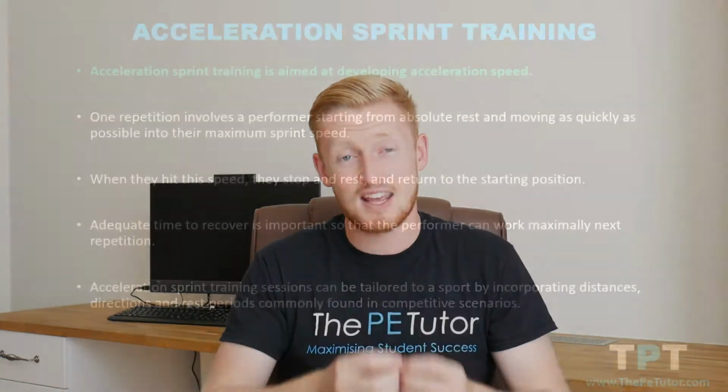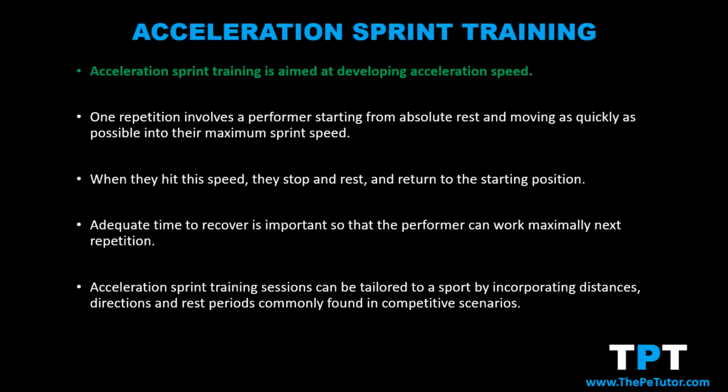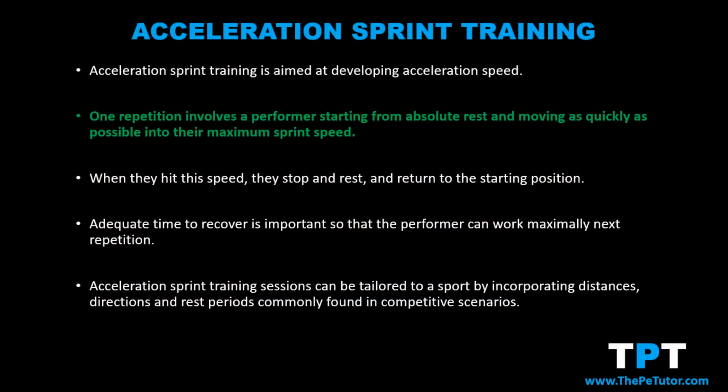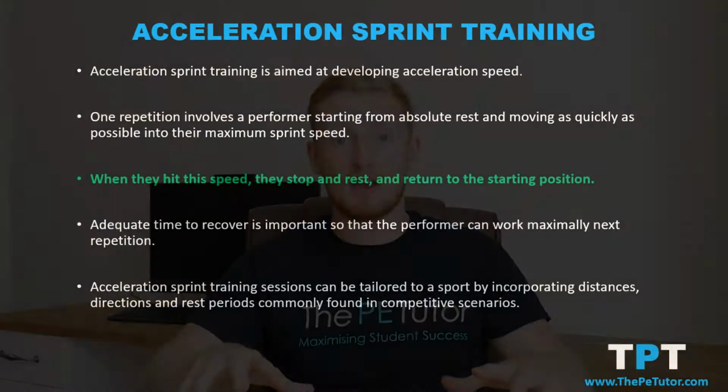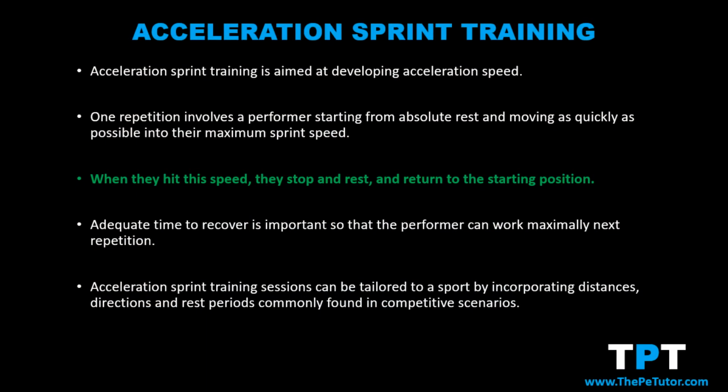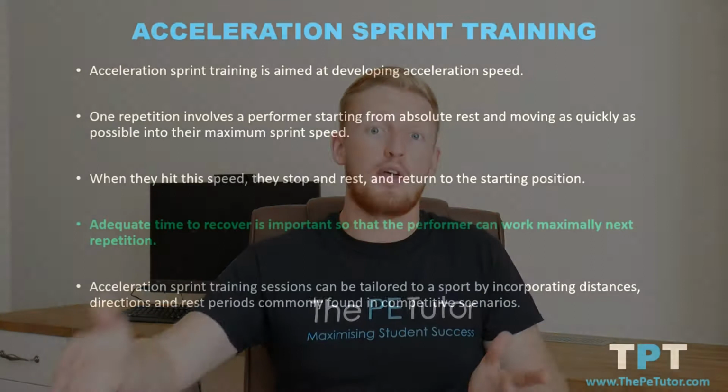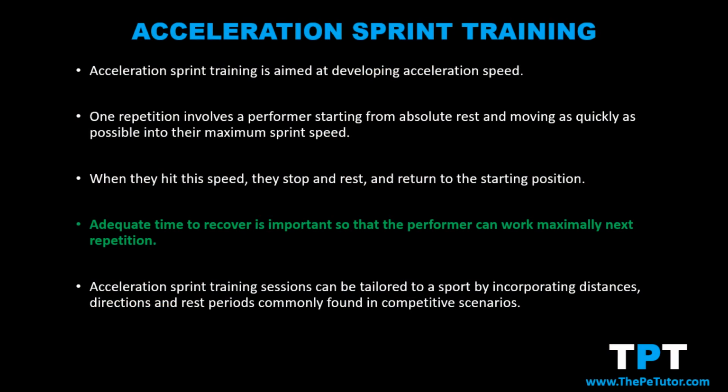So we have three different types of speed, therefore we have three different types of speed training to target each of them. Acceleration sprint training is ideally suited to develop a performer's acceleration speed. One repetition in acceleration sprint training involves a performer starting from absolute rest and then moving as quickly as they can over as short a distance as possible to reach their maximum speed. As soon as they hit that speed, they then stop, they then rest, and they return to their starting position. It's important adequate time is given for the performer to fully recover from their first repetition, so that then they can again fully apply themselves to try and hit that maximum speed as quickly as possible in the next repetition.